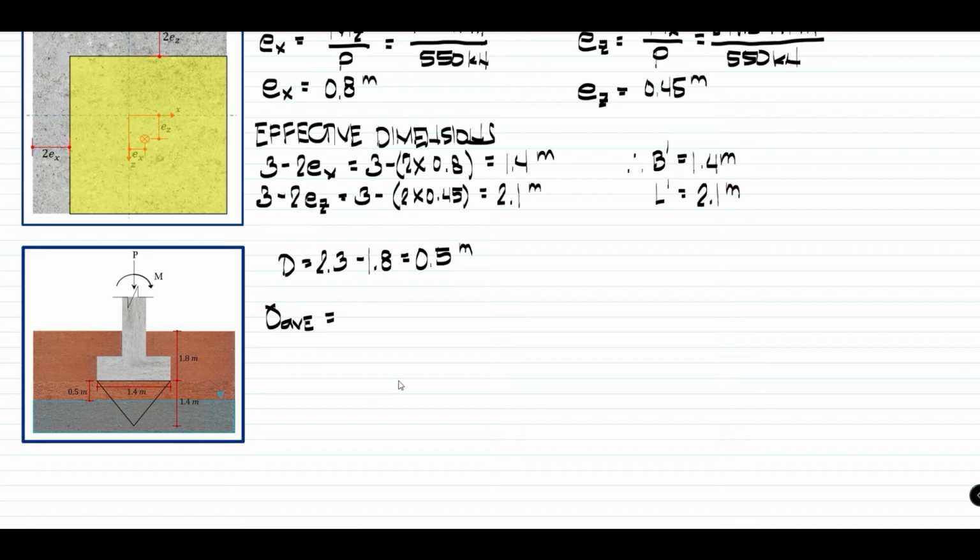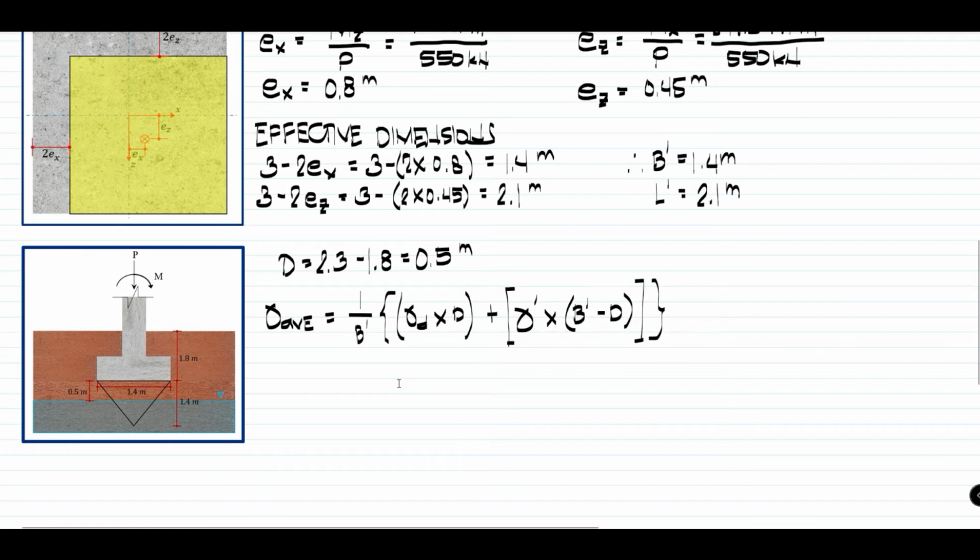Yung D natin is magagamit natin to get yung tinatawag natin na average unit weight or the gamma average. So, the gamma average will just be now equivalent to 1 over B prime multiplied by, so that is just gamma dry times D, plus gamma prime times B prime minus D. So, yan na ngayon yung ating gamma average.